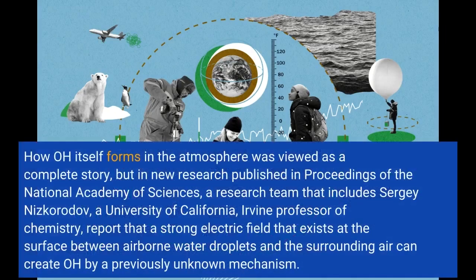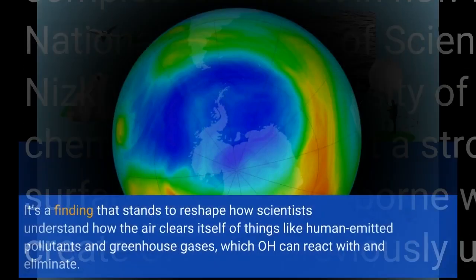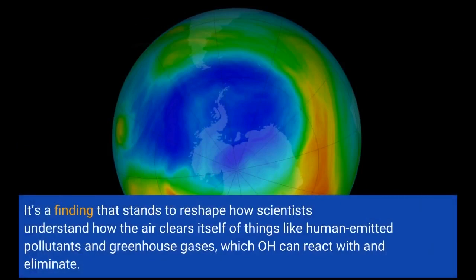Thanks. How OH itself forms in the atmosphere was viewed as a complete story, but in new research published in Proceedings of the National Academy of Sciences, a research team that includes Sergey Nizkorodov, a University of California, Irvine professor of chemistry, report that a strong electric field that can form OH spontaneously. It's a finding that stands to reshape how scientists understand how the air clears itself of things like human-emitted pollutants and greenhouse gases, which OH can react with and eliminate.